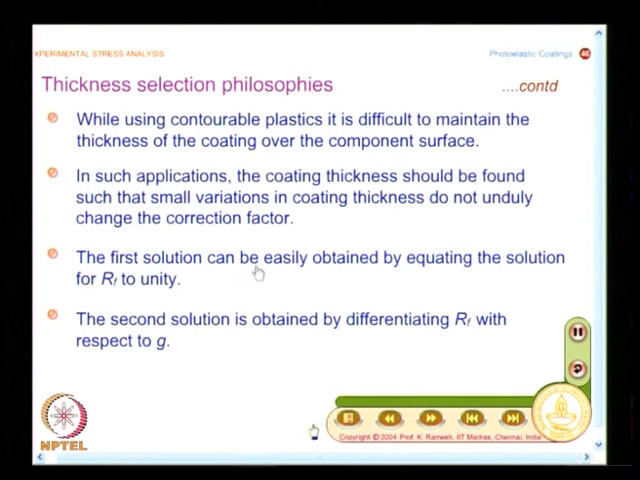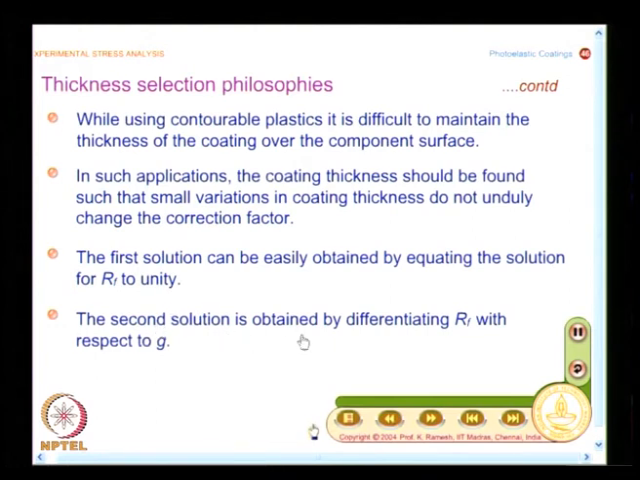The first solution can be easily obtained by equating the solution, that is the correction factor, to unity, because the focus was to find out the thickness such that correction factor is equal to 1. In some applications you may find the thickness, but thickness may not be suitable, that decision also you have to take. So, the thickness selection does not end here, it only gives you a possible selection of thickness. What happens when RF is equal to unity?